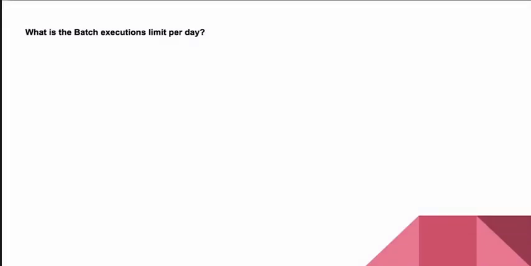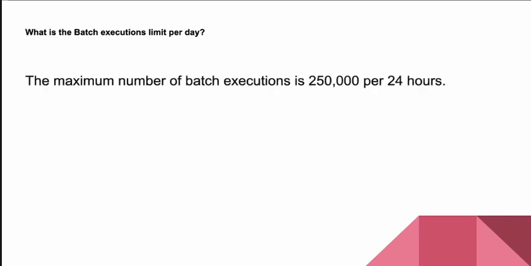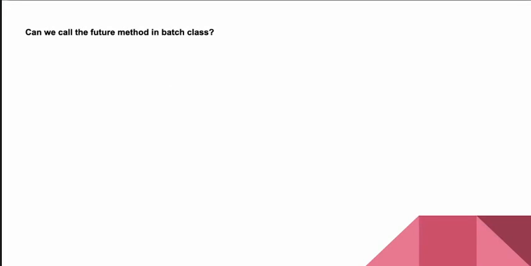Next, what is the batch executions limit per day? If I correctly remember, it's 250,000 per 24 hours. Yes, 250,000, that's the batch executions per 24 hours. Can we call the future method in a batch class? No, we cannot. Okay.